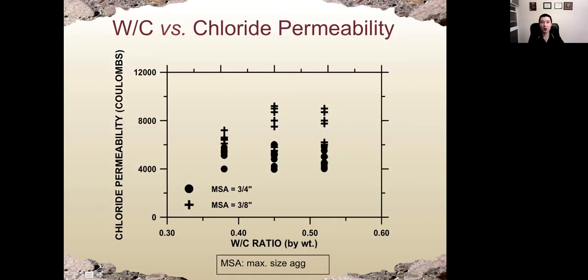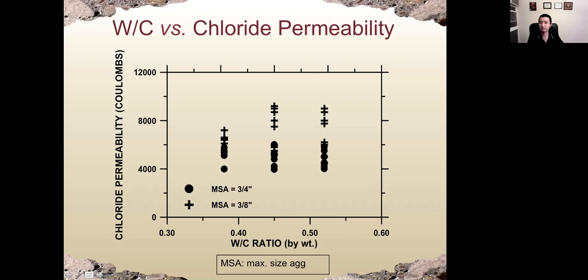And here shows how the water cement ratio affects chloride permeability. If we increase the water cement ratio, the permeability will somehow increase, but the correlation is not as strong as the correlation between water cement ratio and strength. For example, water cement ratios of 0.45 and 0.52 are almost the same. So increased water cement ratio does not really increase or decrease permeability.